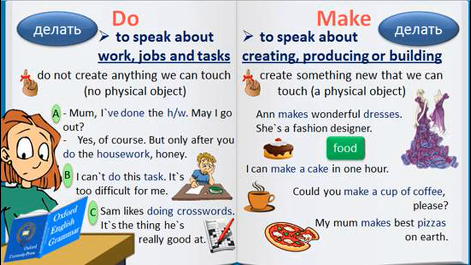We use the verb to do if we have to speak about work, jobs and tasks. Don't create anything we can touch. No physical object. We use the verb to make if we speak about creating, producing or building. We create something new that we can touch. A physical object. Please look at the pictures and read the examples.